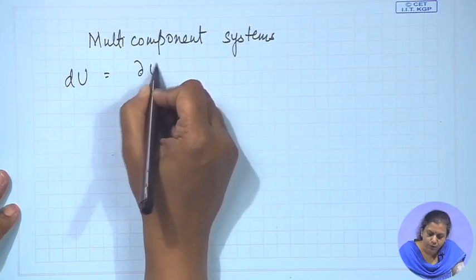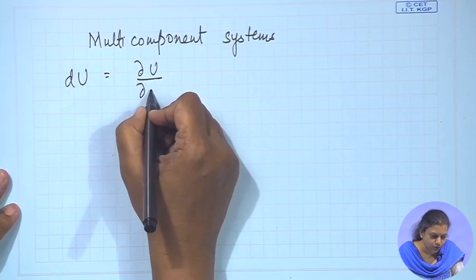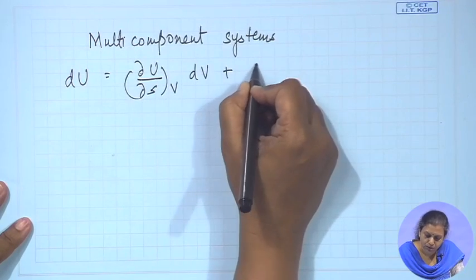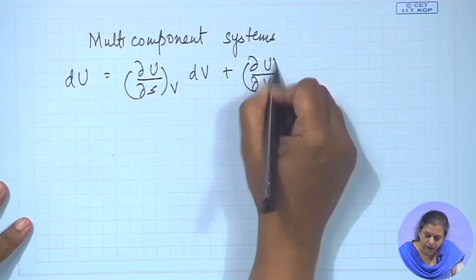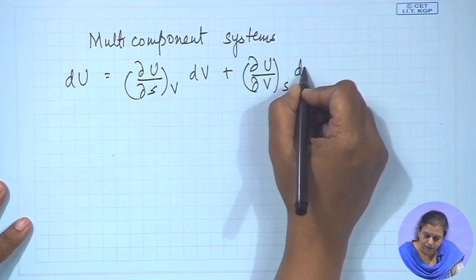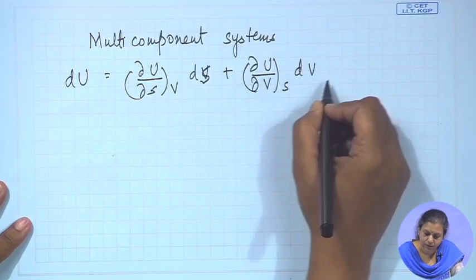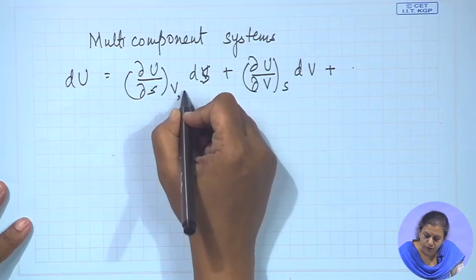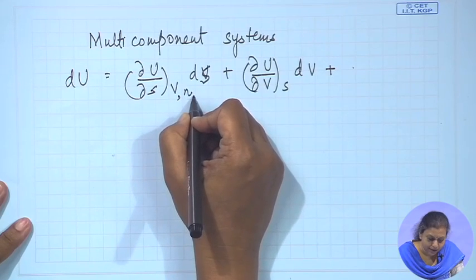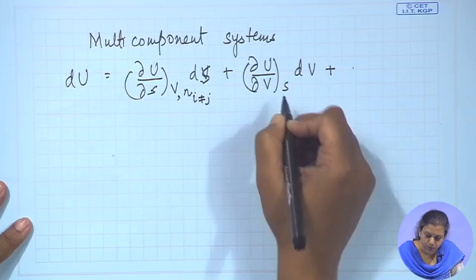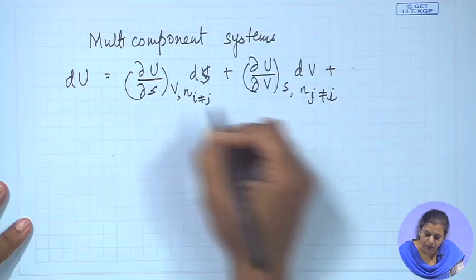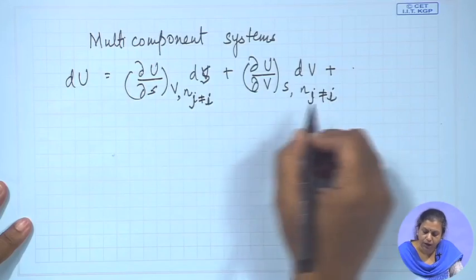So, in this particular case, what did I write down initially? This was equal to del U del S at constant V dS for closed systems, plus del U del V at constant S dV. Now, if I have more than one component, then what do I do? I keep n_j not equal to i, where I vary the number of moles of the ith component.